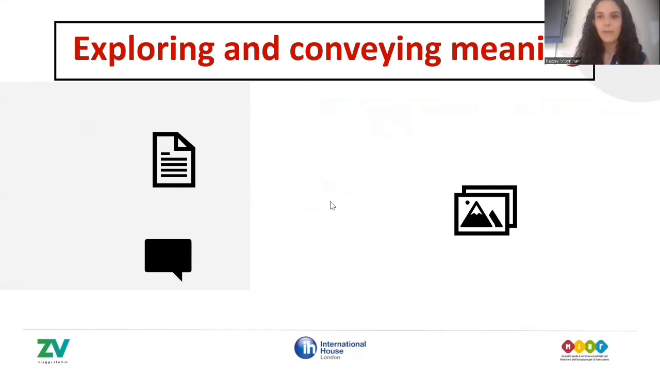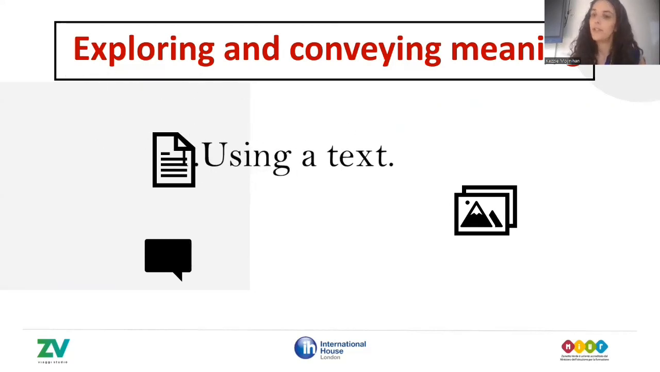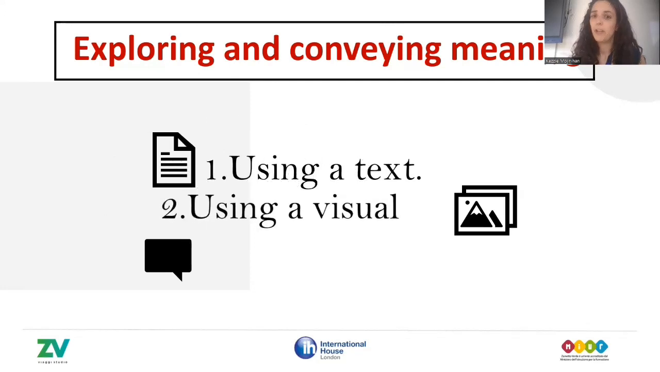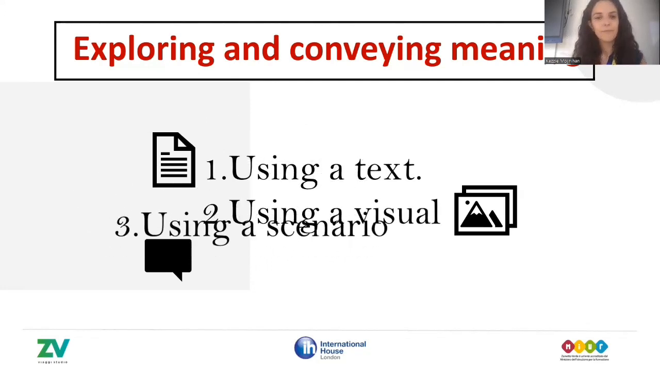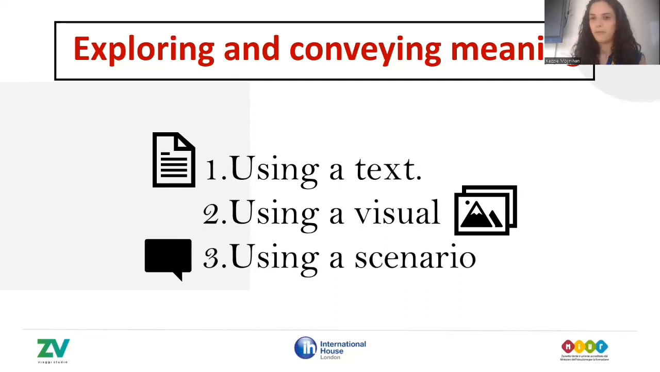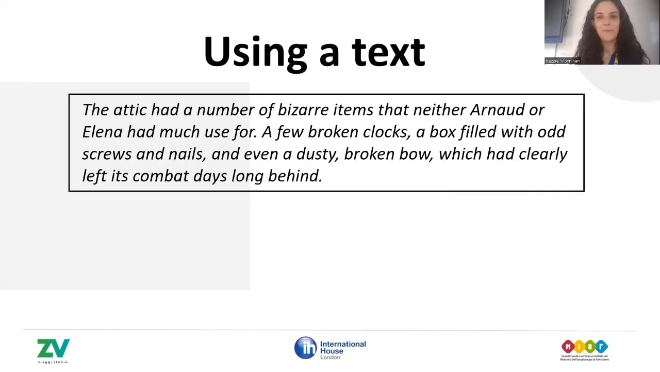When exploring and clarifying meaning, there are three things we need to think about and three different ways we can explore it. We can use a text. We can use a visual. Or we can use a scenario. Next, I'm going to show you an example of a teacher either using a text, a visual, or a scenario to clarify the meaning of bow or bow, depending on its meaning. Its pronunciation is different. So, first we have an example text.